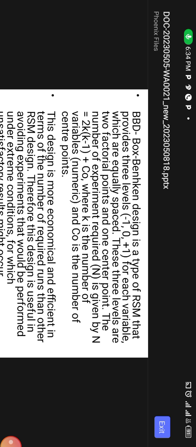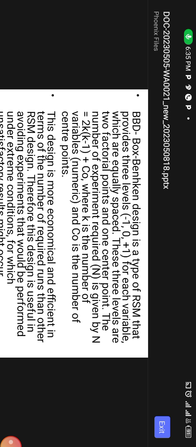The optimization tool we are using is Box-Behnken Design, BBD. It's a type of RSM. We have 2 types of RSM: we have CCD, we have BBD. You can equally look for our work on RSM and get more information on this. BBD is more economically efficient in terms of number of required runs than other types of RSM.